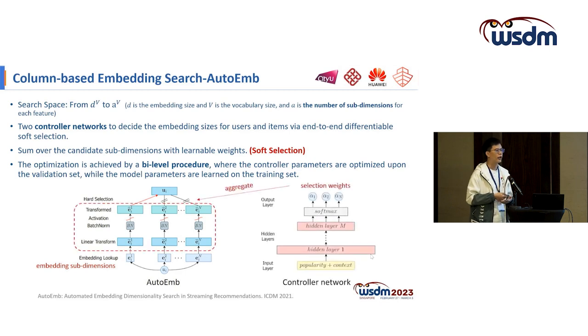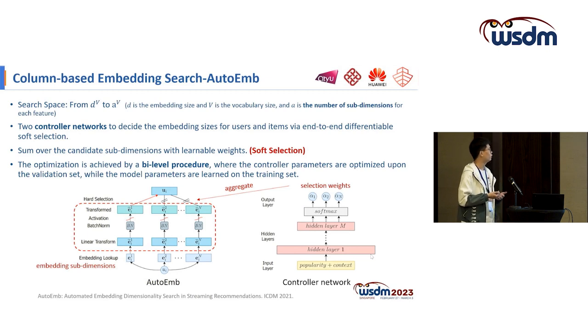Then a controller leverages the feature popularity and some context information, including the loss and some hyperparameters, which are then fed into the MLP component. And the MLP will learn to output the selection weights. Based on the selection weights, the transformed embeddings will be aggregated to generate the final representations.